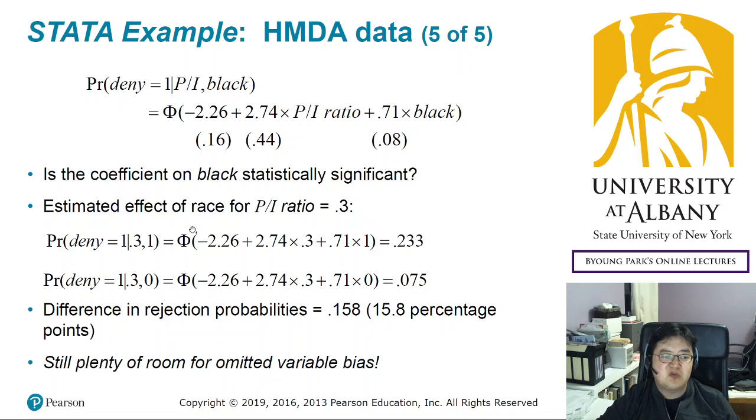And now let's calculate the difference in denial probability between black and non-black. So if the black variable takes 1 and the PI ratio is fixed at 0.3, then if black, the denial probability is 23%, but if non-black, it's 7.5%. So the difference in the rejection probabilities is 15.8 percentage points. Of course, it may still have omitted variable bias in the same logic as before, but we are going to ignore omitted variable bias right now.